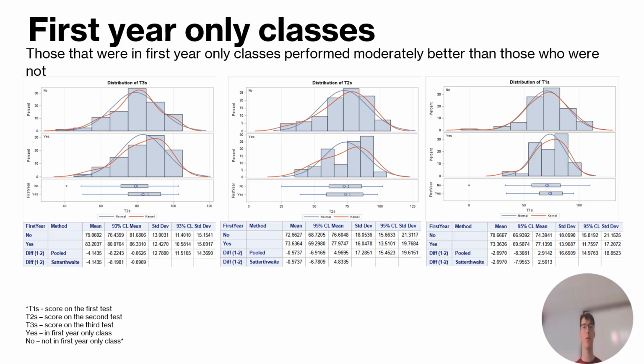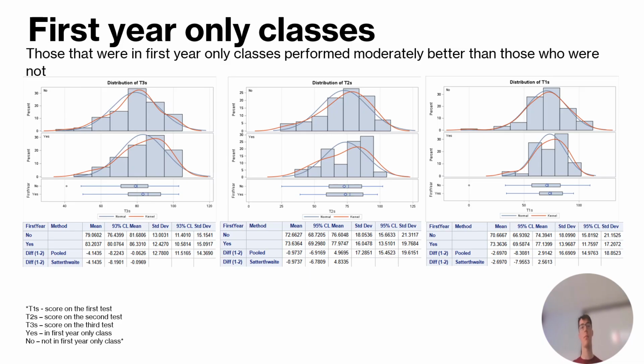This is the conclusion for whether first year only classes affected the test scores. We used a t-test to compare each of the test scores for the students in first year only classes to the test scores of students not in first year only classes. The distributions for those that were in first year only classes were consistently higher and to the right of the distributions for those who were not in first year only classes. This suggests, although not outright proves, that our assertion is true, that those in first year only classes would score better.